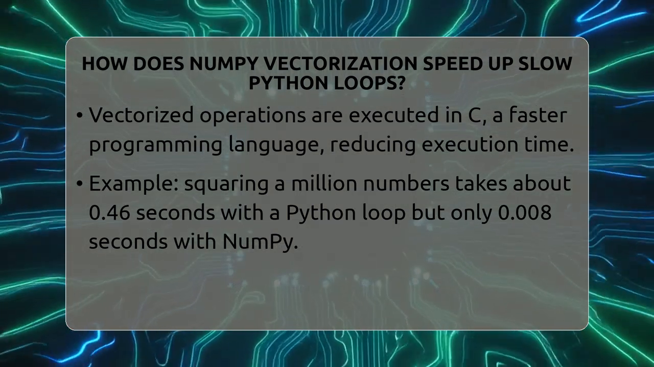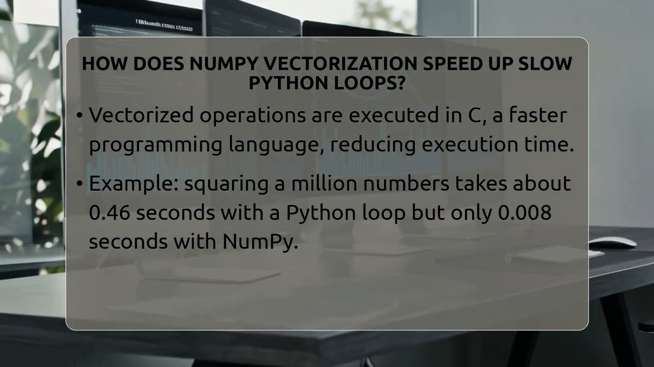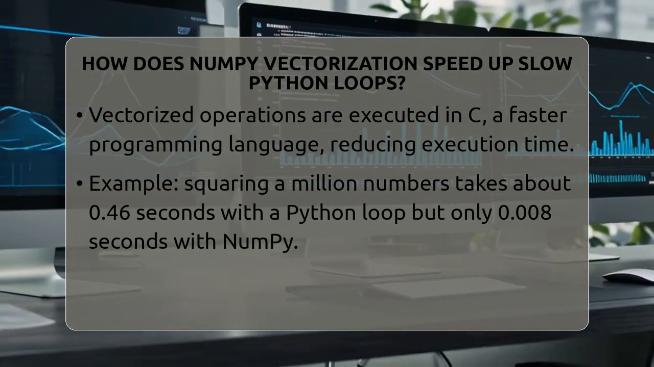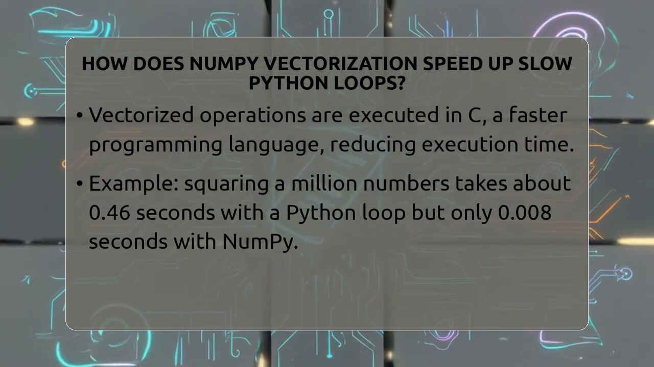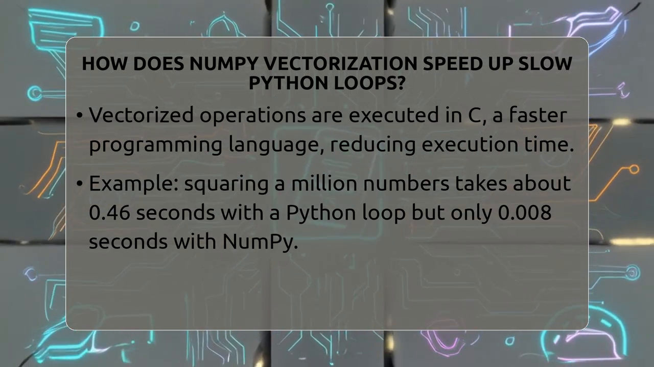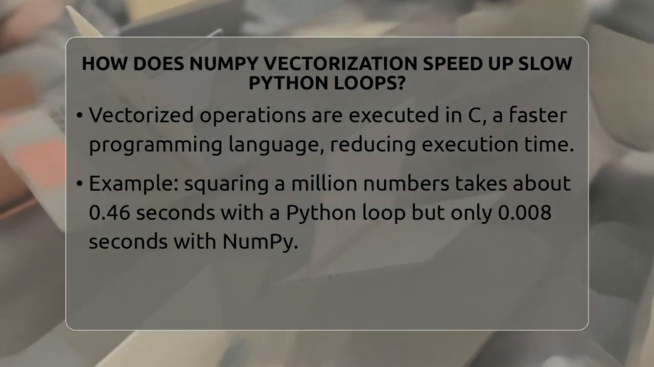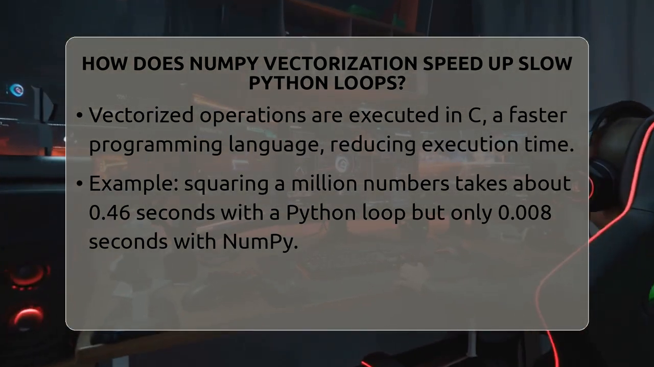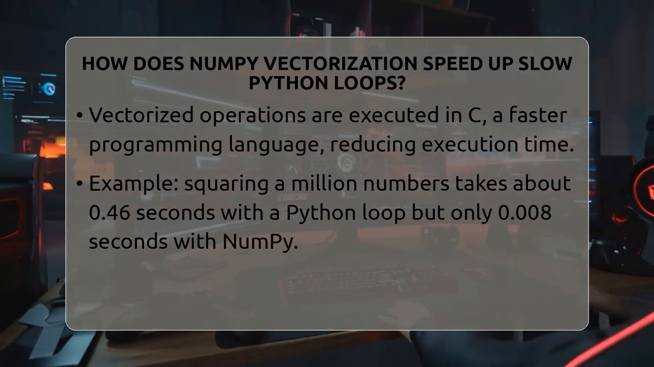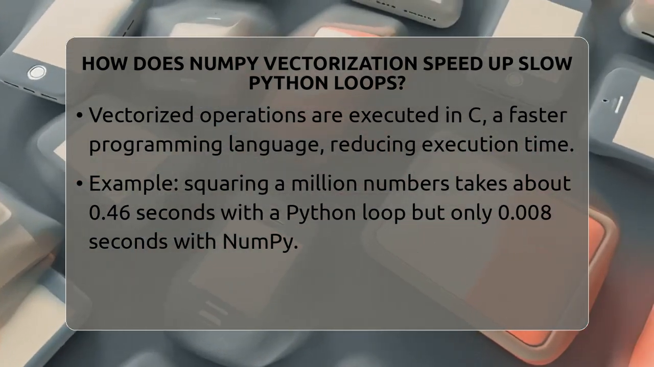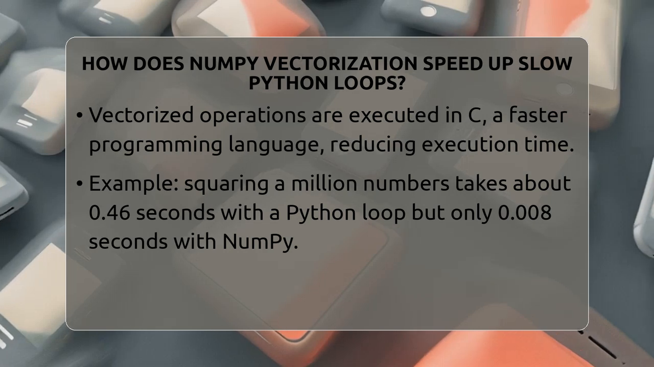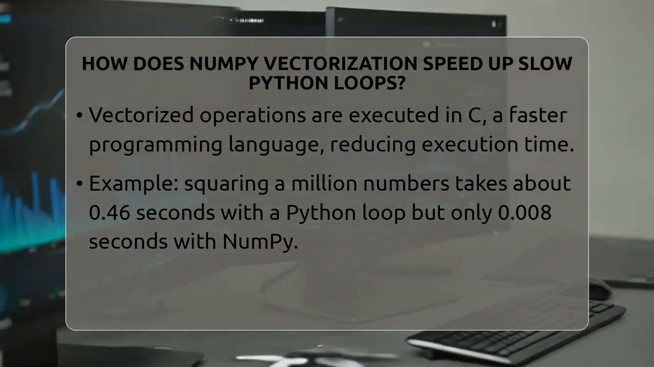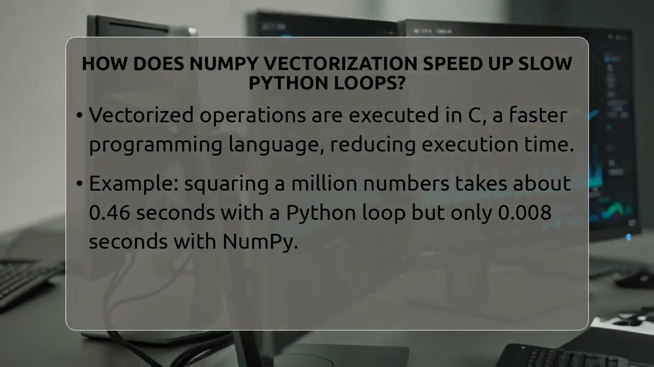This speed boost is because NumPy uses optimized, low-level code that runs directly on the CPU, reducing the overhead of interpreting each instruction. The main reasons this works so well are that vectorized operations skip the repeated interpretation of Python code, and they run in compiled C code that is much faster. Also, NumPy arrays are stored in contiguous blocks of memory, which helps the computer access data quickly. This makes processing large datasets much more efficient and practical.